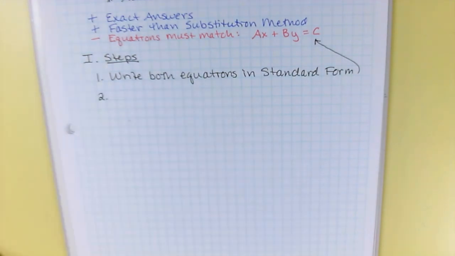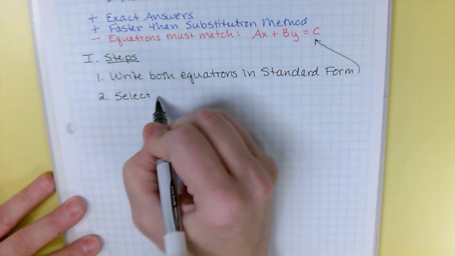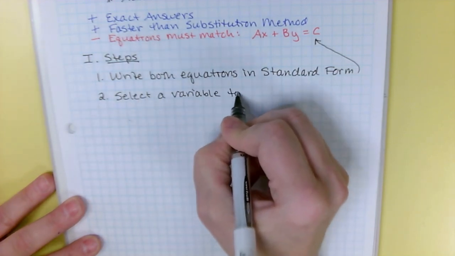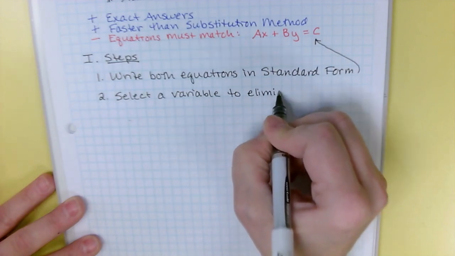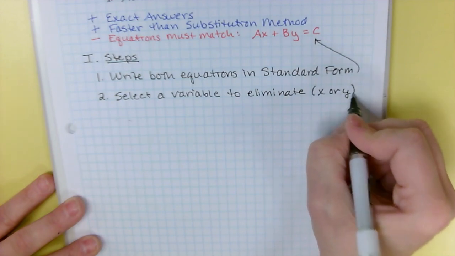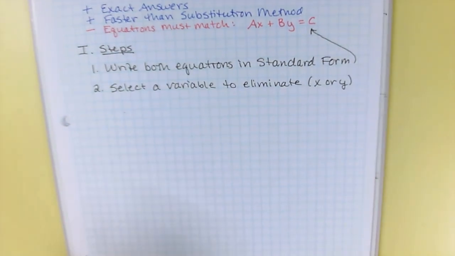Okay, step number 2, you get to select a variable to eliminate. And this can be X or Y. You get to pick which one you start with, but you have to pick one that you're going to eliminate first. Then you can eliminate the other one on the second pass through the equation.